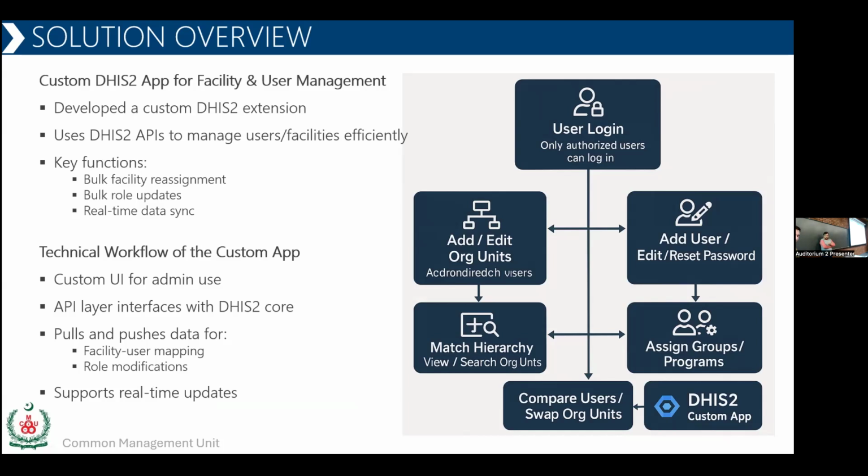All these modules interact with a middle layer of custom APIs, which act as a bridge between the interface and the DHIS2 core. These APIs then connect to the DHIS API layer, which communicates directly with the DHIS2 database. The system pulls data from DHIS to display facility user mapping, and when changes are made, it pushes updates such as facility reassignment or role change. So what we achieved is the bulk facility reassignment, bulk role update, and real-time data sync.